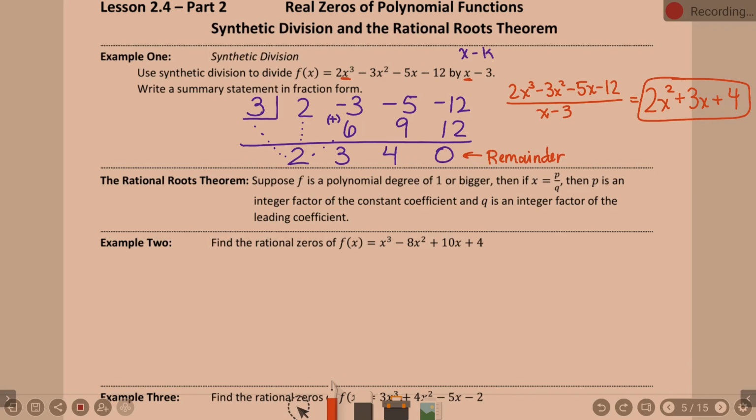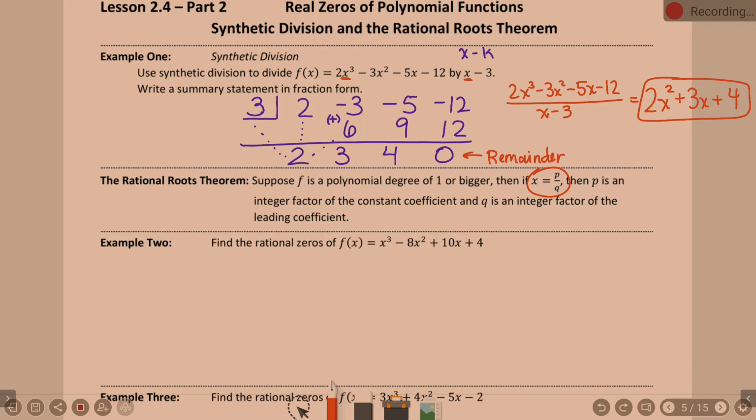Okay, so Algebra 2, you got a nice easy lesson about synthetic division. We're jumping right in. We're going to use synthetic division today. So the rational roots theorem says, suppose f is a polynomial of degree 1 or larger, then x equals p over q, where p is a factor of the constant coefficient, and q is a factor of the leading coefficient.